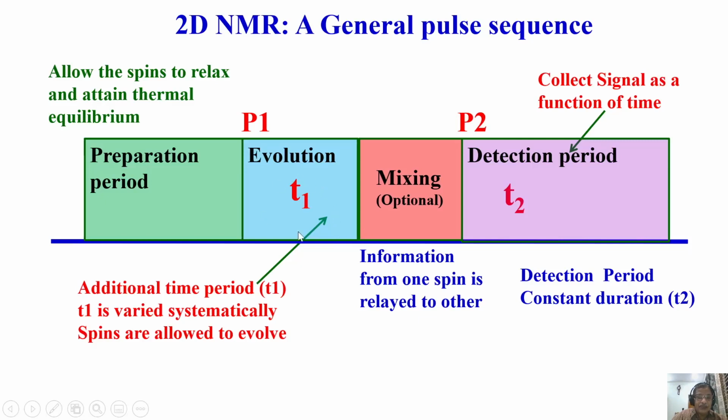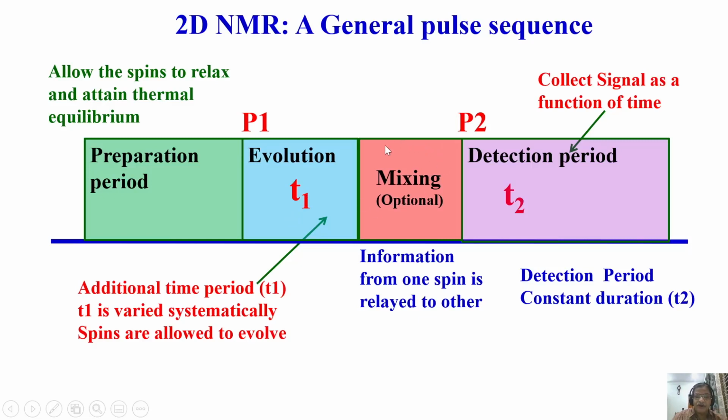What we try to do here is this time period is additional compared to the normal one-dimensional experiment. The one-dimensional experiment is only this part. We have a pulse here, collect the signal and do the Fourier transformation. But here we have an extra period. Unlike the detection period, which is constant, this evolution period is not constant. This additional period is systematically varied such that spins are allowed to evolve as a function of the t1 period. So this is the important point. Remember, this is not a constant period.